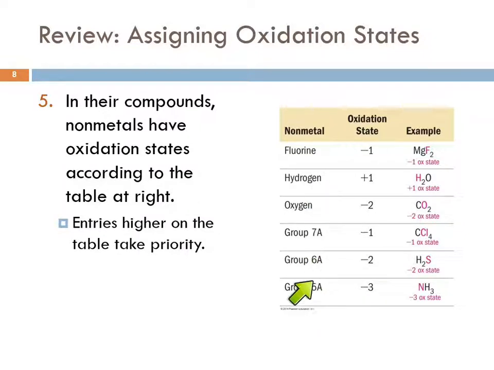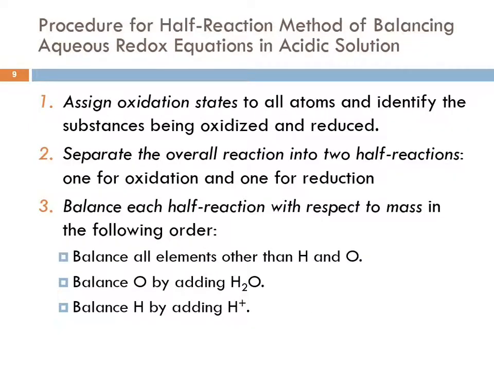So if there's a disagreement, like in nitrate, you've got nitrogen and oxygen, who gets to win? Whoever's higher in this list. Oxygen wants to be -2, so in nitrate, oxygen gets to be -2. Nitrogen's in group 5A, he's lower down on the priority. He has to take what's left. So go back to chapter 4 and review that if you need to. So this is the procedure for half reaction method.